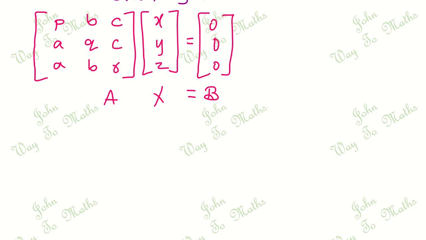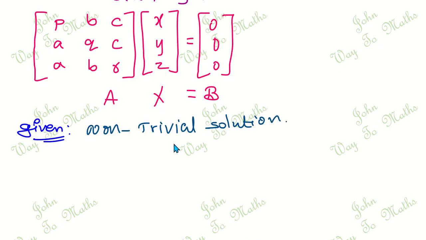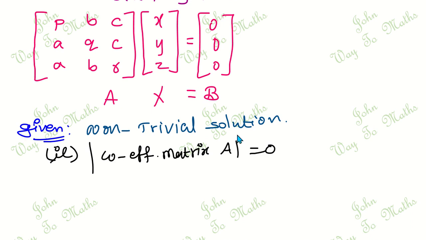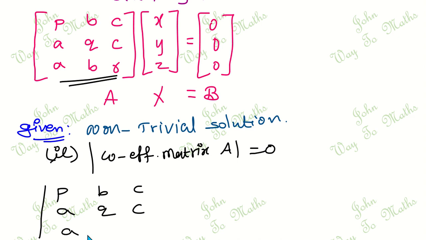So the given condition is a non-trivial solution. So that is the determinant of the coefficient matrix A is equal to 0. So the determinant of the coefficient matrix becomes this A matrix, considering the coefficients of xyz. So the determinant of p b c, a q c, a b r is equal to 0.